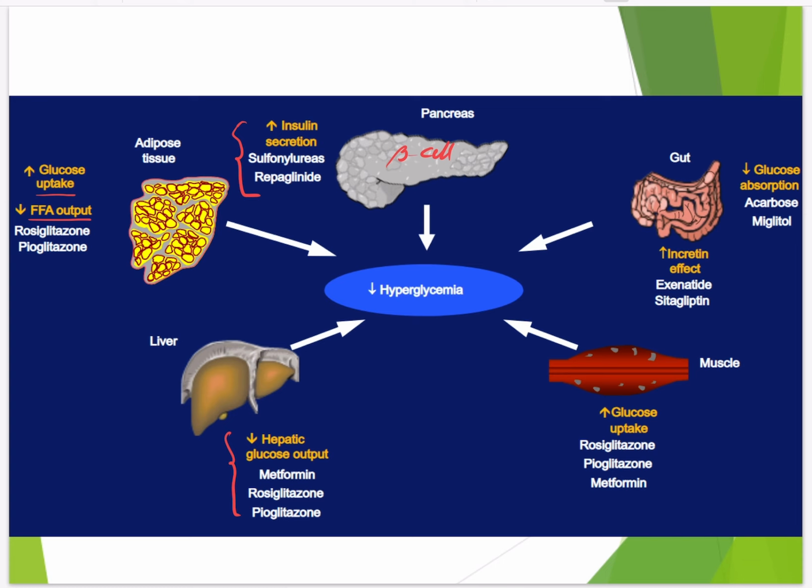We can also increase insulin secretion through the incretin effect with exenatide and sitagliptin, and we can decrease glucose absorption with acarbose and miglitol. We can also increase glucose uptake in muscle with rosiglitazone, pioglitazone and metformin.